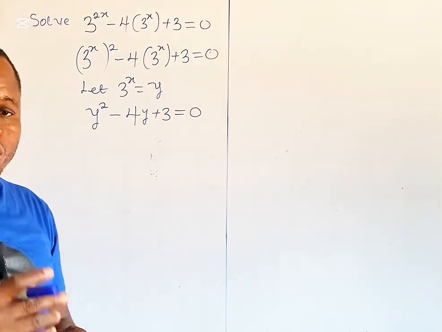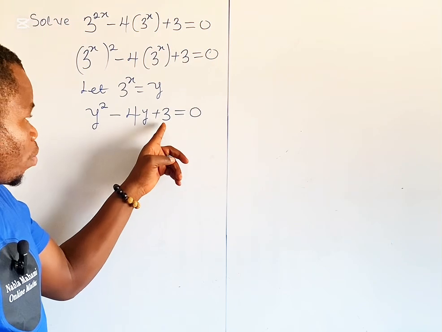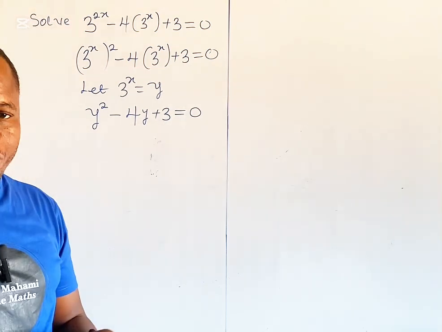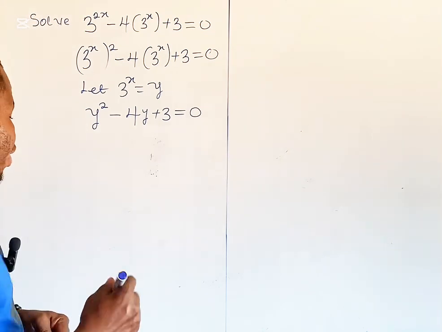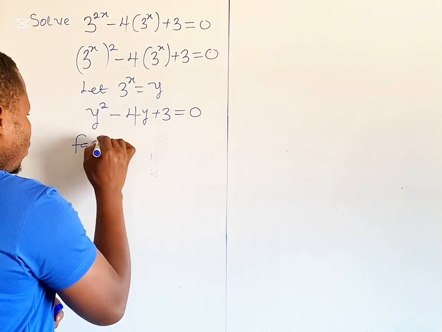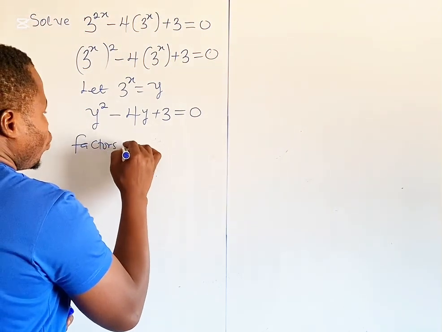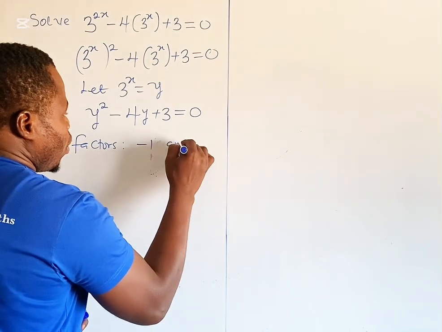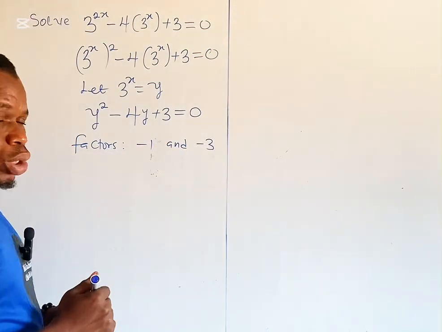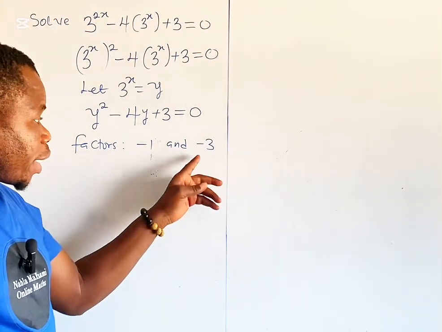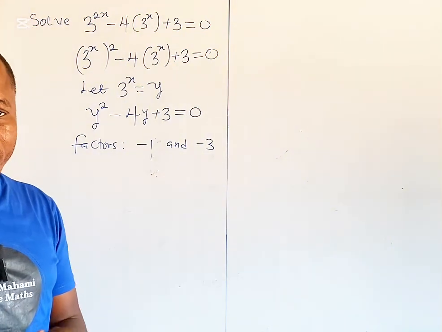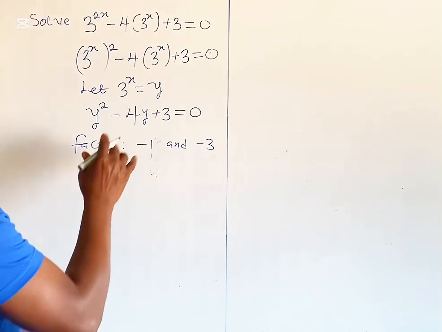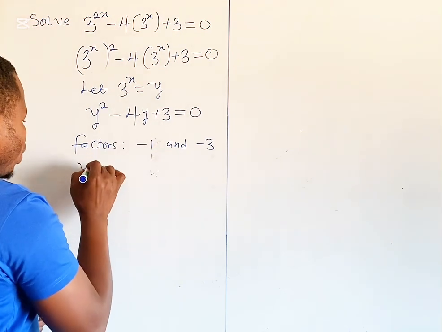So we have to find two factors. When we multiply them, we'll get positive 3. If we add them, we'll get negative 4. And the factors will be minus 1 and minus 3, because minus 1 times minus 3 is positive 3, and minus 1 plus minus 3 is minus 4. So I'll substitute them into the quadratic equation.